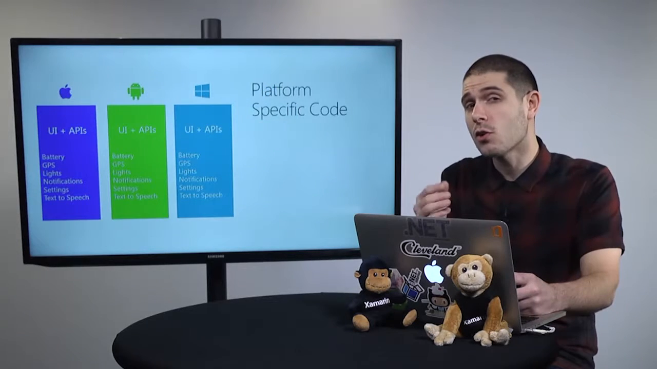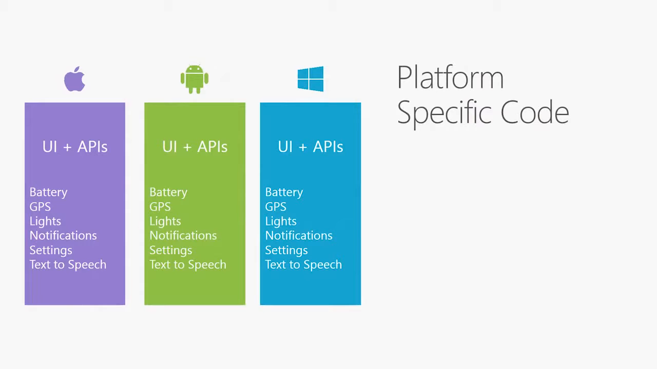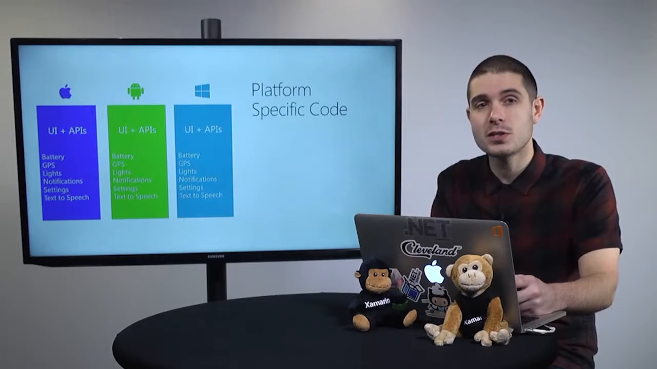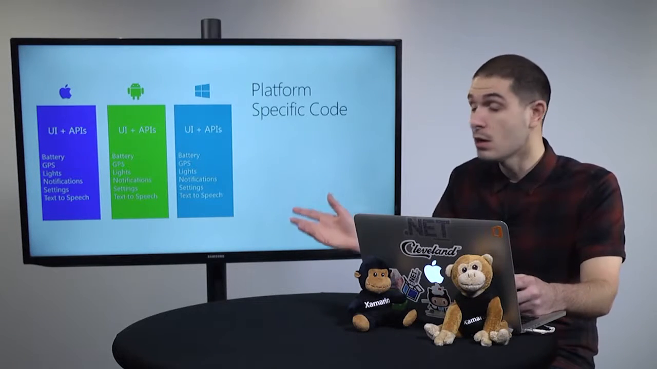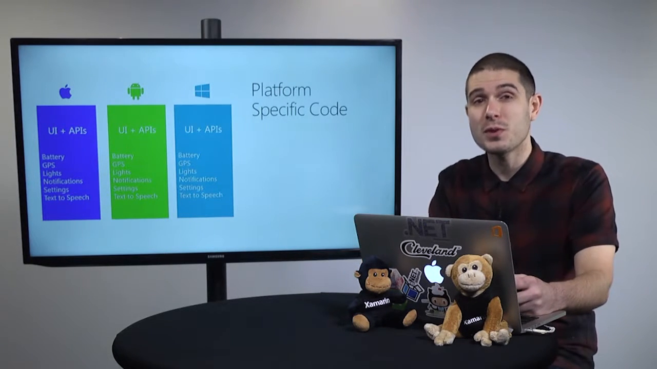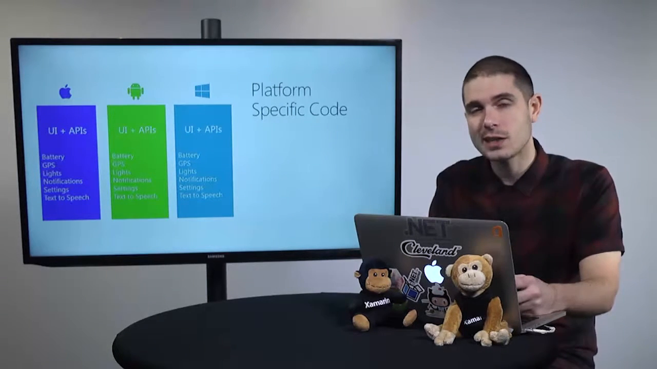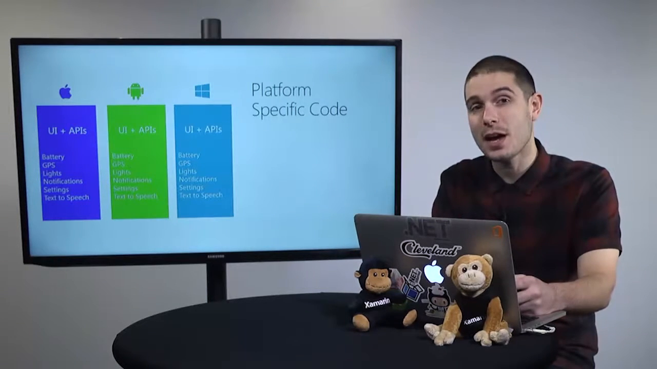Well, that's any of our UI or APIs specific to the platform, things like battery, GPS, lights, notifications, text-to-speech, or anything else that are on these different devices. Now, some APIs are specific only to one platform, but many of them, like you're seeing here, are available on all platforms, but with a different API. Now, we thought that kind of stinks. And there should be a better way to access these native APIs from shared code.